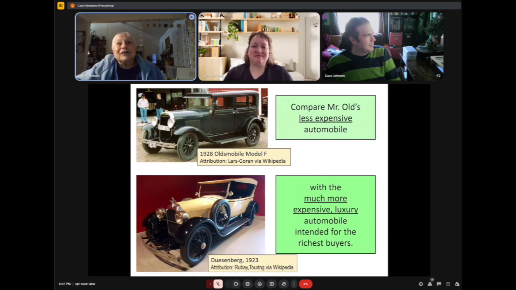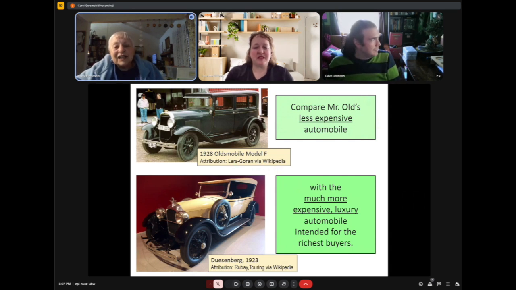So we have Mr. Olds, not just Mr. Ford, but Mr. Olds built a less expensive Oldsmobile Model F, and it is not as powerful. It is not as shiny as a Duesenberg. Duesenbergs used to be nicknamed doozies. It's just amazing to go to Auburn, Indiana, and see them in real life in the museum there.